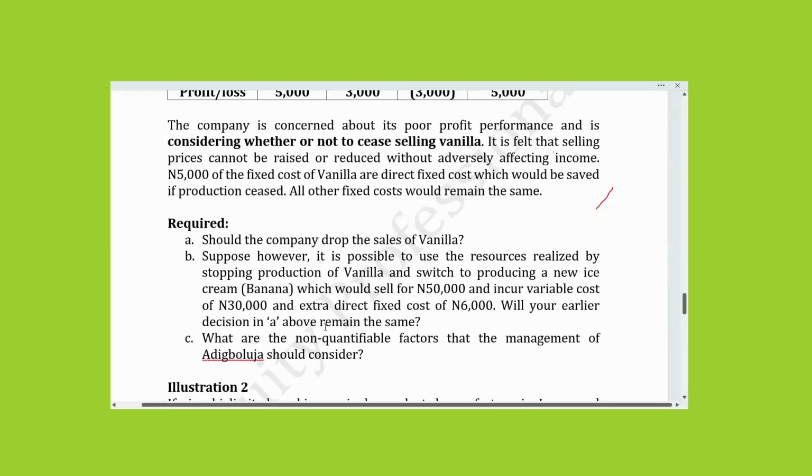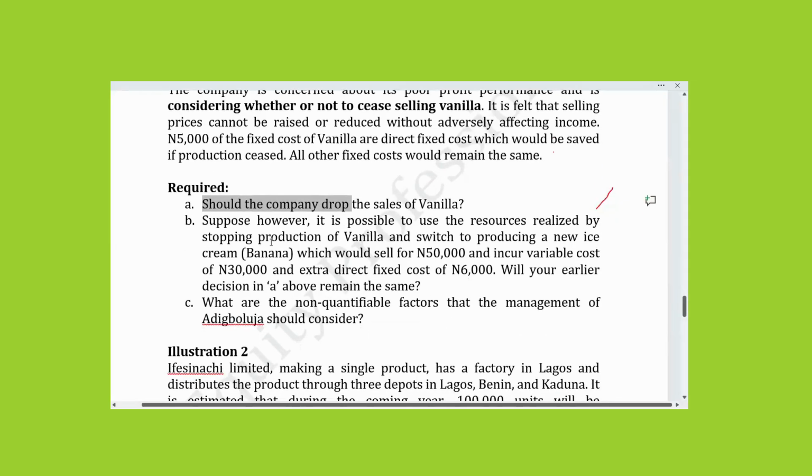Thank you, Joshua. Yes, that is the question. In the A part of this question, you are required to advise whether the company should drop the sale of vanilla. You recall what I told you last week when we started this topic? I mentioned that under deleting of a segment, the only reason that we make management contemplate deleting a particular segment is if the segment is operating at a loss.